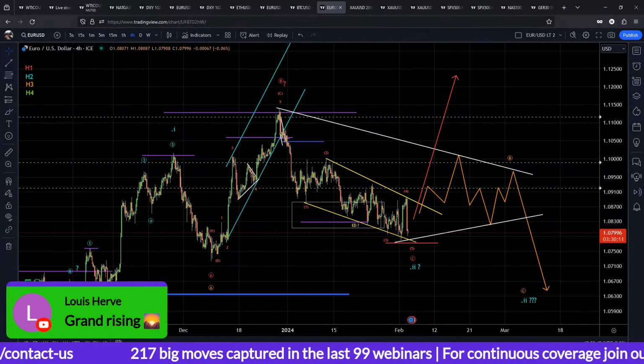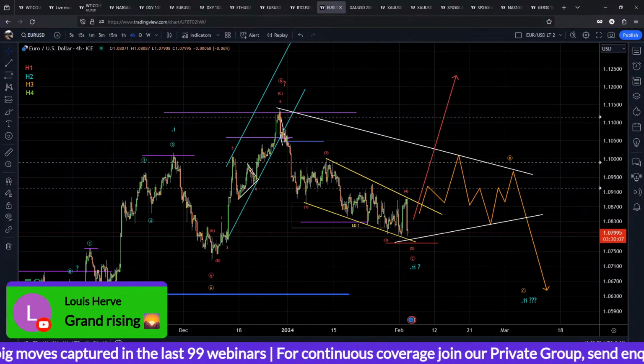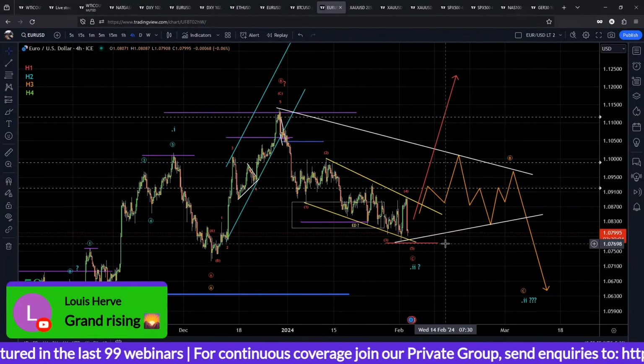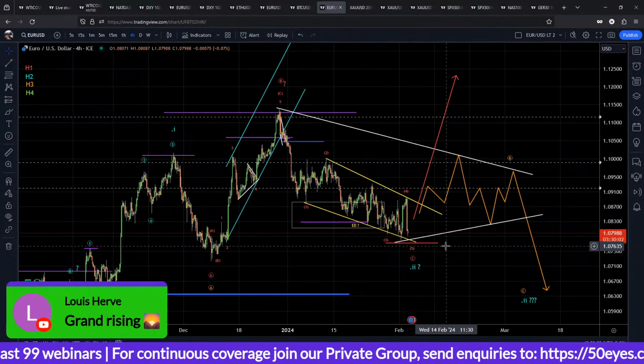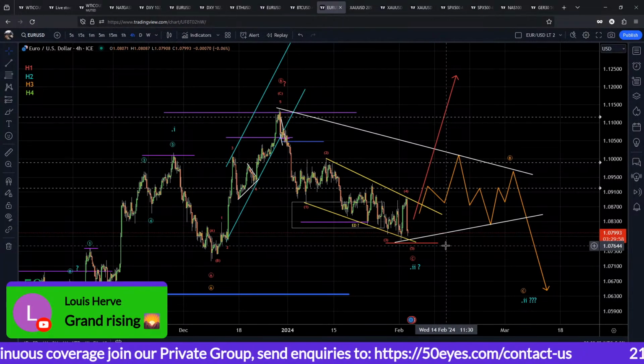So what I'll do is let this play out by adjusting my stops at least a little bit lower, let's say over here to 1.07635. So give me a moment, guys. I'll adjust my position.